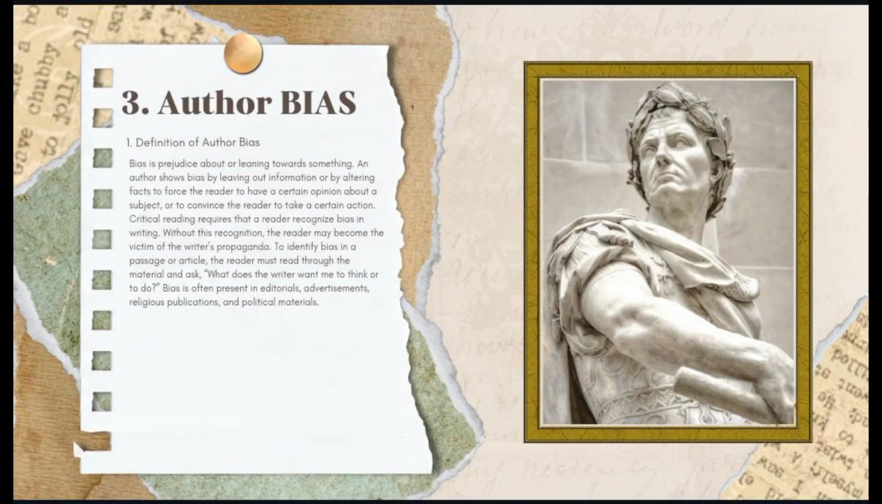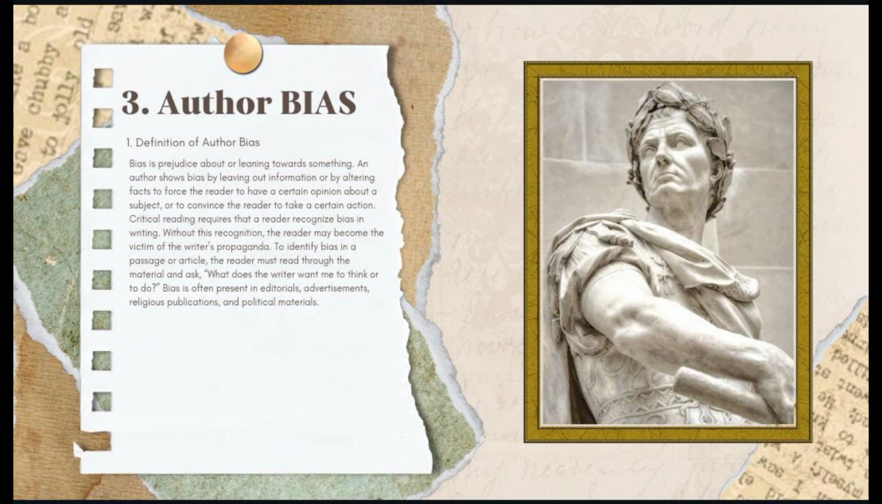All right, the last material is author bias. Definition of author bias. Bias is prejudice about or leaning towards something. Authors show bias by leaving out information or by altering facts to force the reader to have a certain opinion about a subject or to convince the reader to take a certain action.